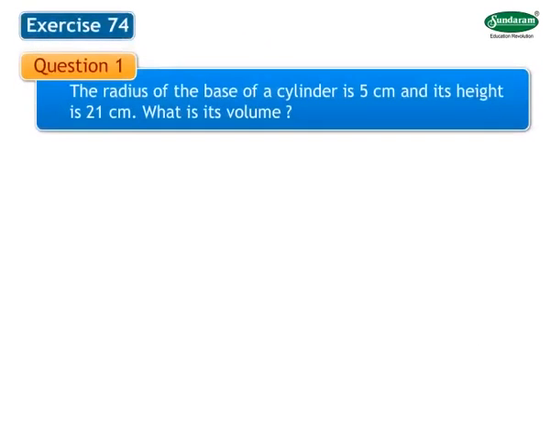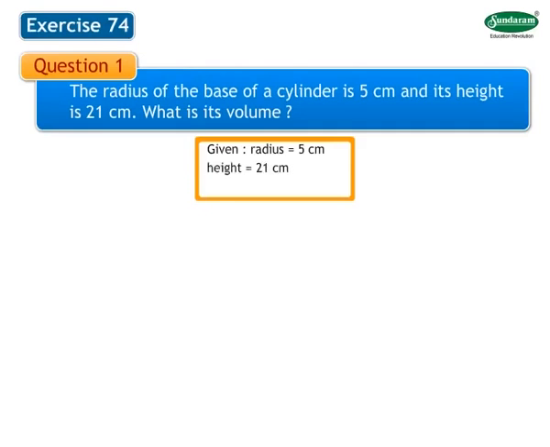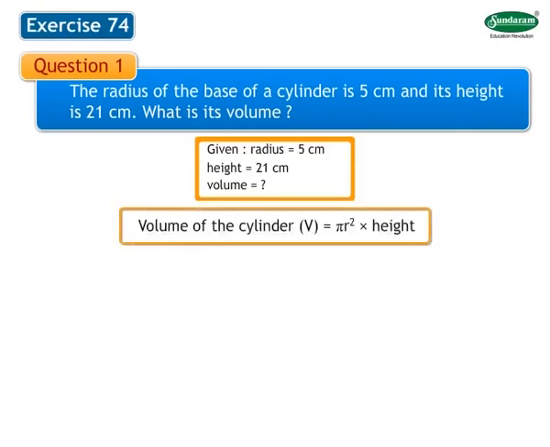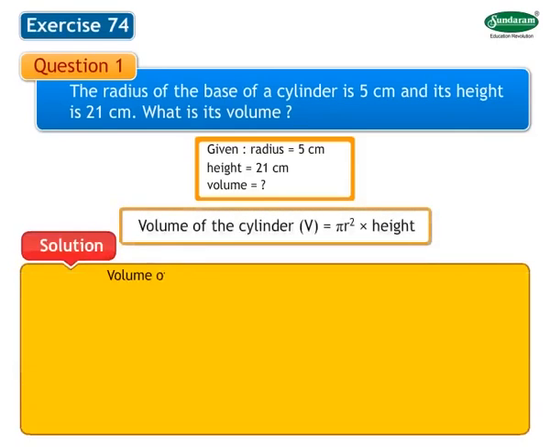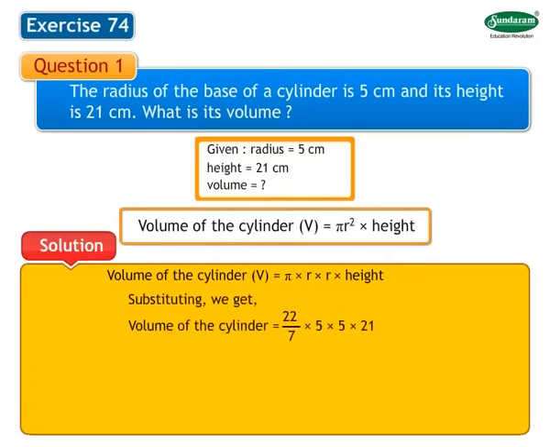Let us solve the exercise 74 from the textbook. The radius of the base of a cylinder is 5 centimeter and its height is 21 centimeter. What is its volume? Given. Radius r is equal to 5 centimeter. Height h is equal to 21 centimeter. We have to find the volume, that is V. As per the formula, the volume of the cylinder is pi r square into height. Substituting, we get volume of the cylinder is equal to 22 upon 7 into 5 into 5 into 21.